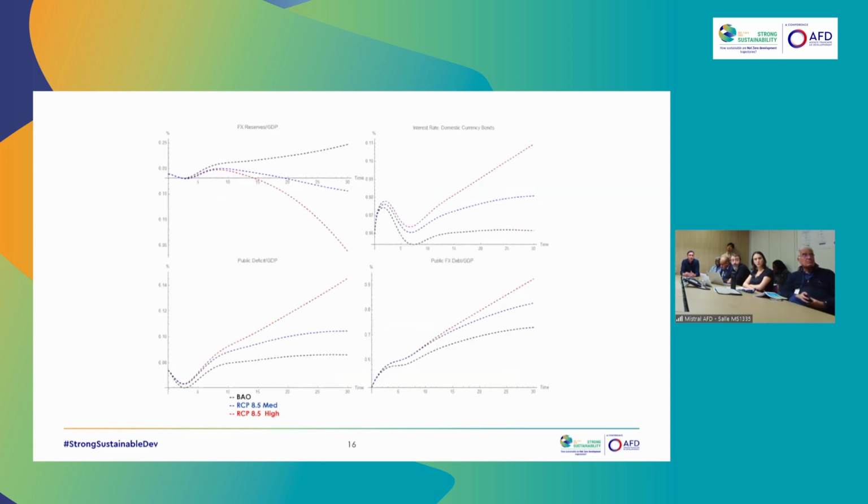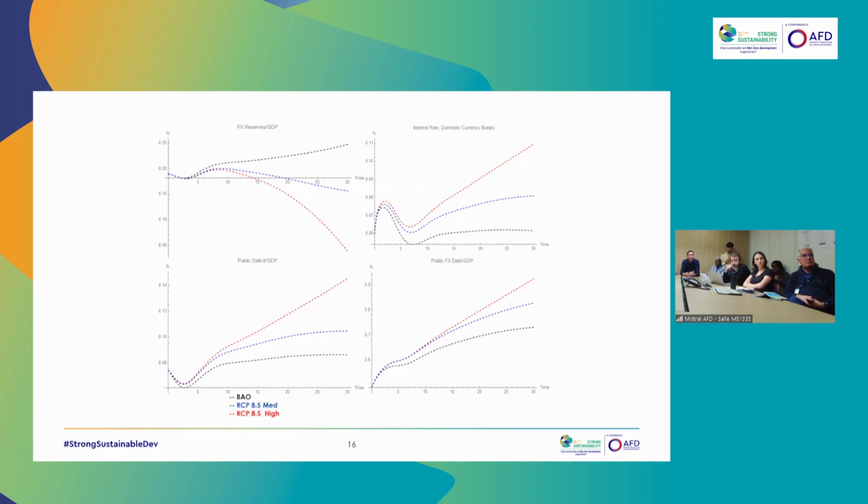You're going to see similar results in public debt. On the bottom part, you're going to see that in the worst case scenario, public deficit reaches 14-15% of GDP by 2050, and that shoots up public FX debt to 100% of GDP. That's the bottom right panel. The interest rate on domestic currency bonds reaches 11% in the long run. So you can see that the government budget is seriously deteriorated because of the climate impact.